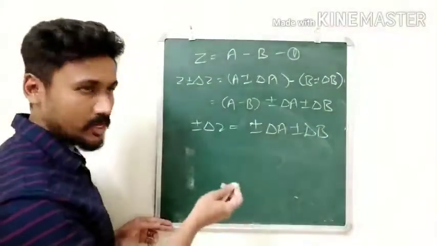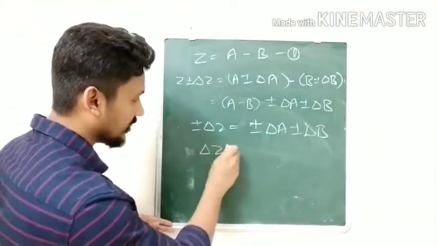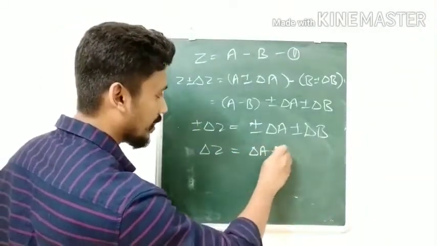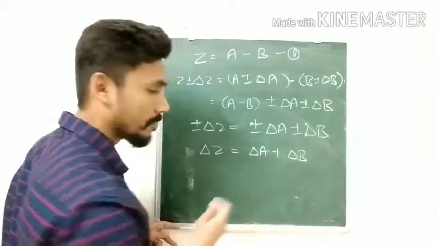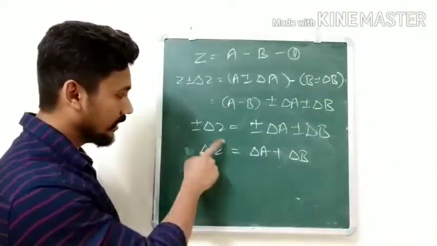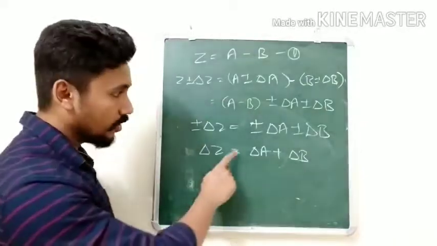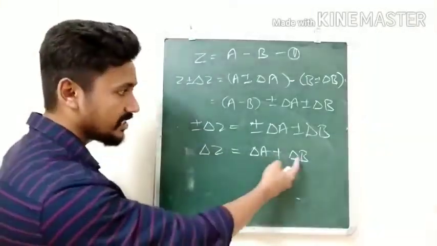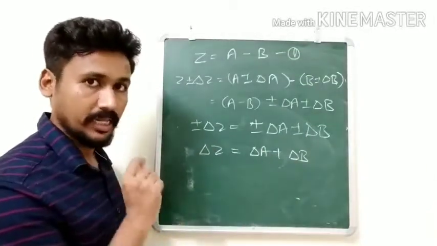What is the maximum value of this error? Once again you will see the maximum value of this error, delta Z, is equal to delta A plus delta B. So whether it is an addition or a subtraction, the maximum value of the mean absolute error will always be the addition of the individual mean absolute errors.